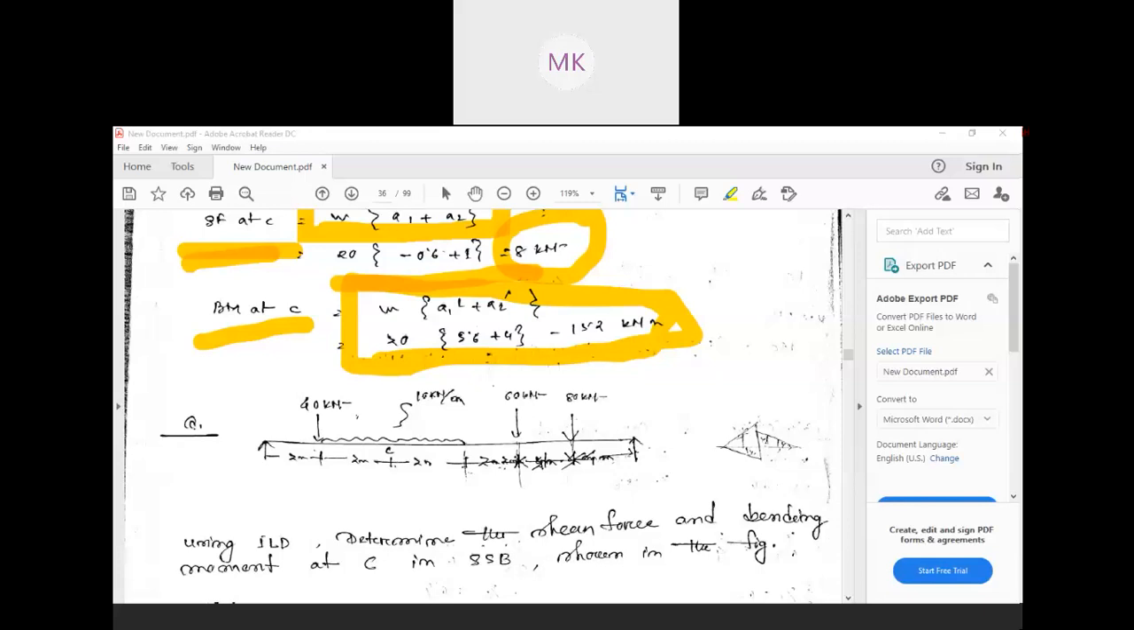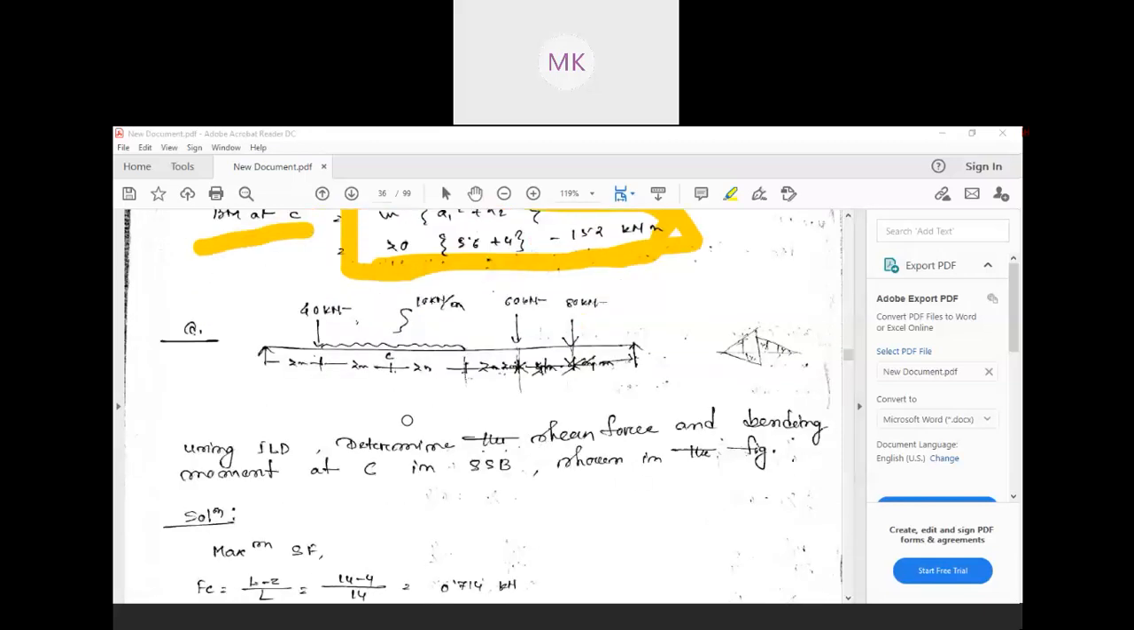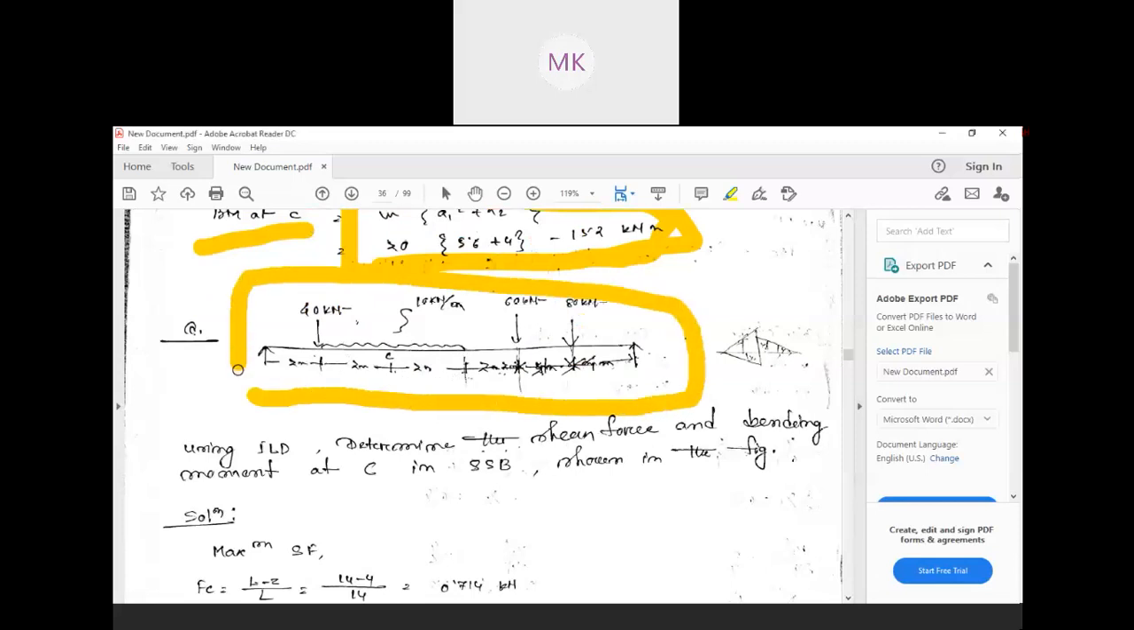Okay, so here you see, one more example I have given. This is the C. It is the combination of point load and UDL. Here you see this is the combination of point loads and UDL load. There are 3 point loads and 1 UDL.